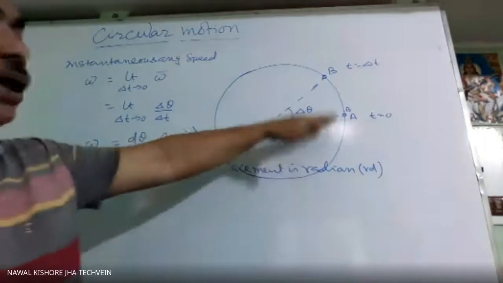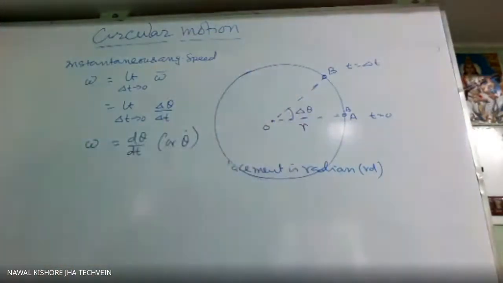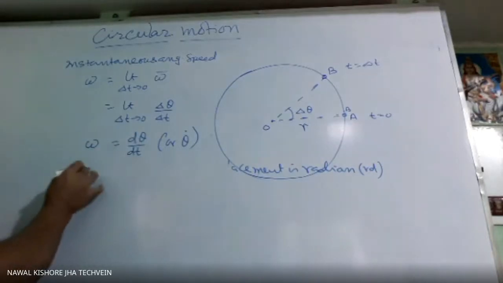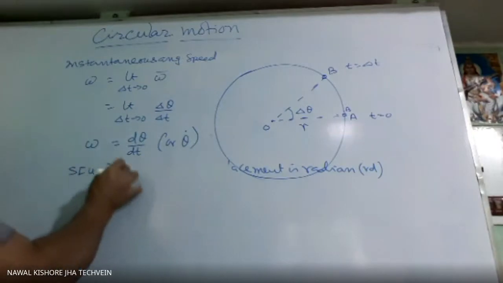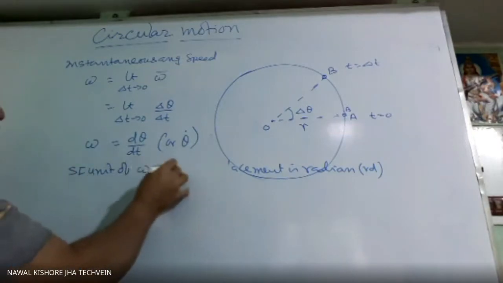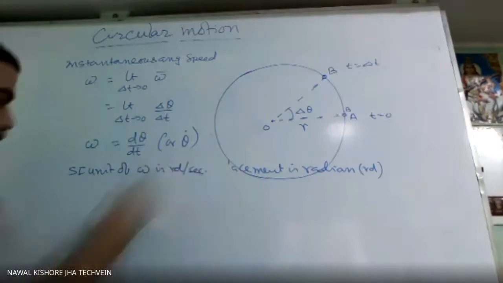Now, the particle may move with uniform angular speed or with non-uniform angular speed. If it is uniform angular speed, we call it uniform circular motion. In case of non-uniform, that is non-uniform circular motion. So what will be the unit of omega? Radian per second.